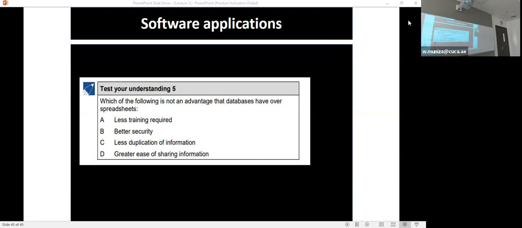Better security. In which case is better security present? Databases or spreadsheets? Databases, very good. Less duplication of information. In the case of databases, less duplication is present. Greater ease of sharing information. Databases. So which one is our option?